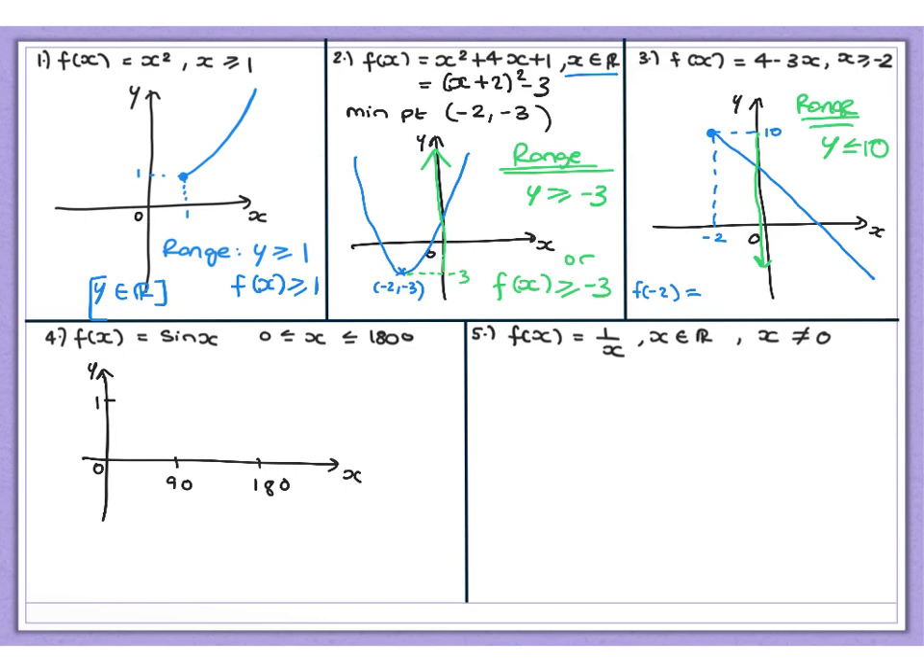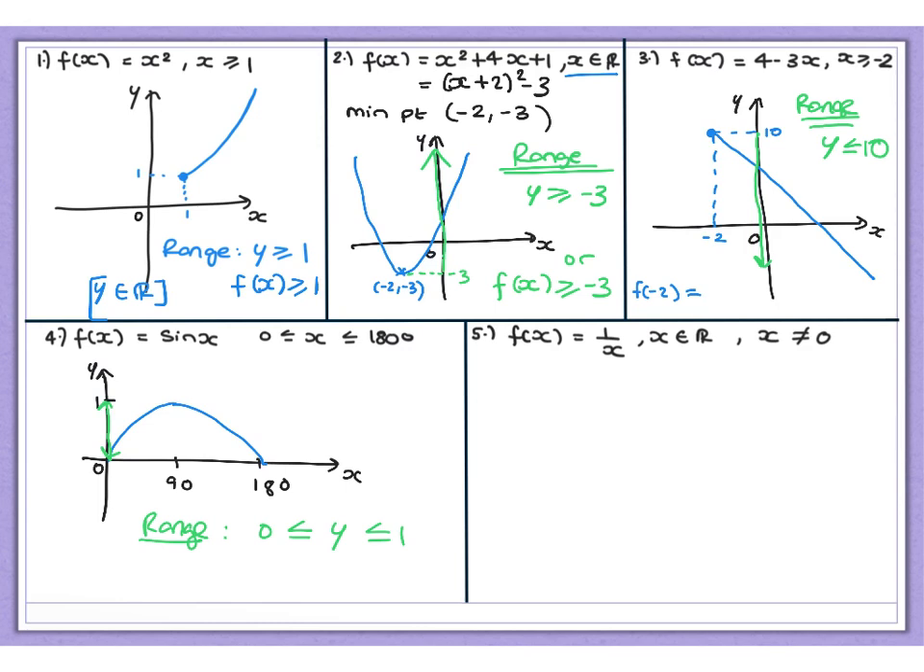And we can sketch its graph between 0 and 180. And of course, it becomes very clear straight away that our range of possible y values is that y can be between 0 and 1 inclusive.